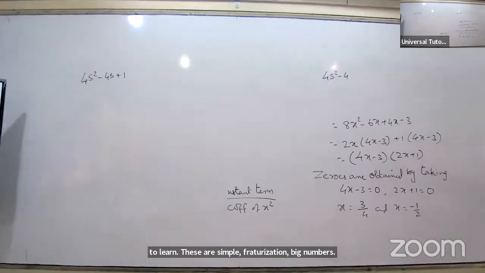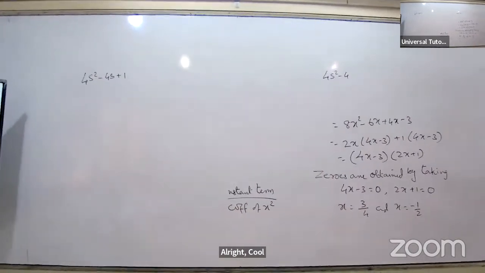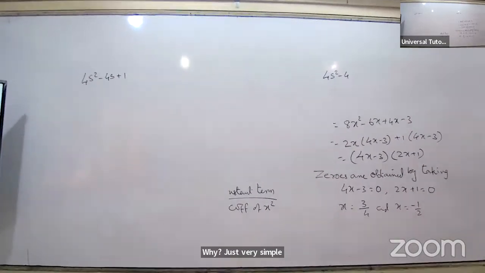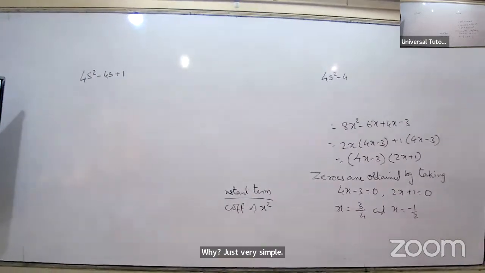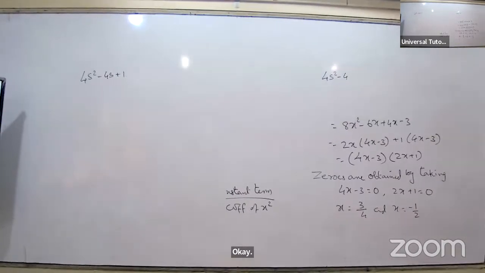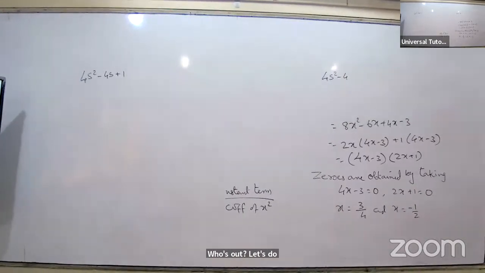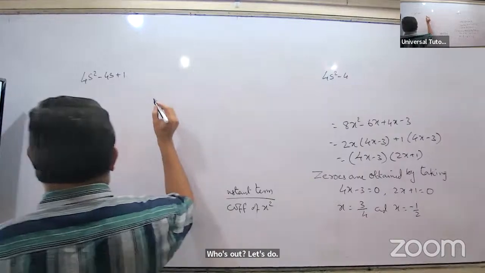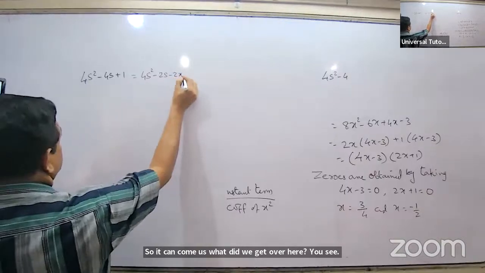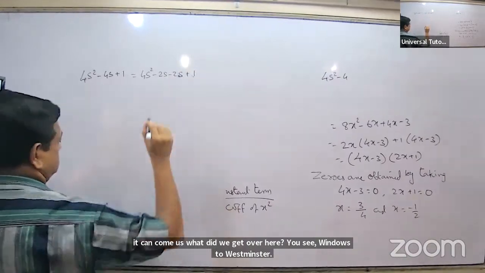Product is how much? 4. Sum is how much? Minus 4. Check, very simple. Got it? 2 twos are 4, 2 plus 2 is 4. What minus now? So what did we get over here? It is equal to 4s square minus 2s minus 2s plus 1. Not x, it is s. This is the first step.